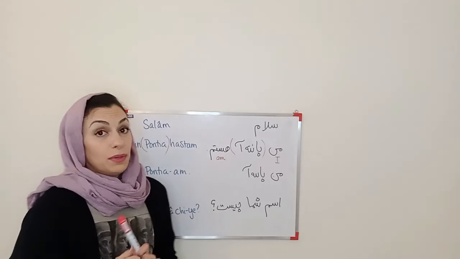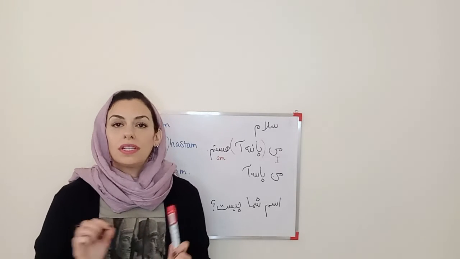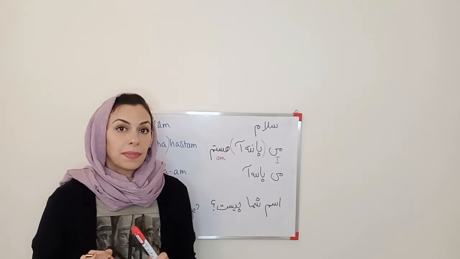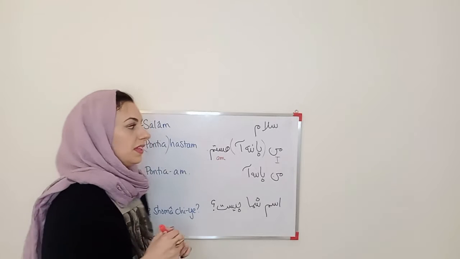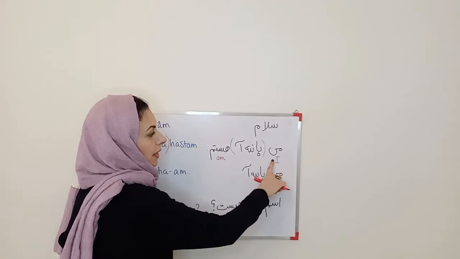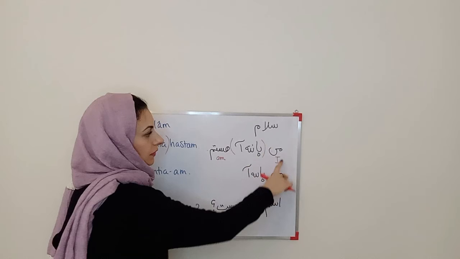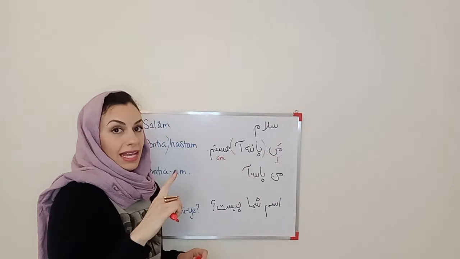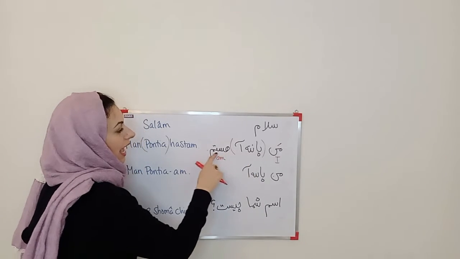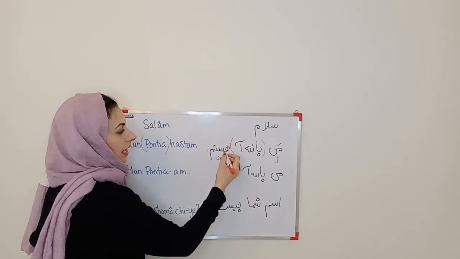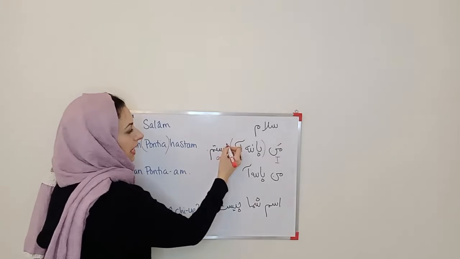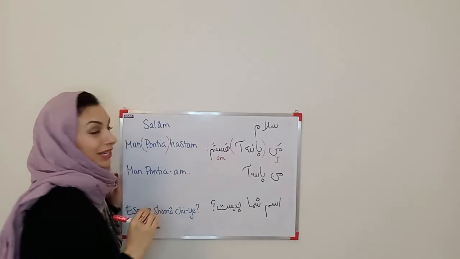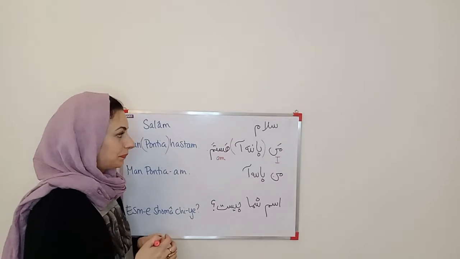Let's take a look at where we would put diacritics in this sentence. We talked about diacritics in the alphabet video, and we said we don't generally write them, but let's take a look at where we would put them here. We have man, so m, a, man, Panta, hastam. So h, ha, we have to say ha, so we'll add another one here, hastam. There we go. Man Panta hastam.